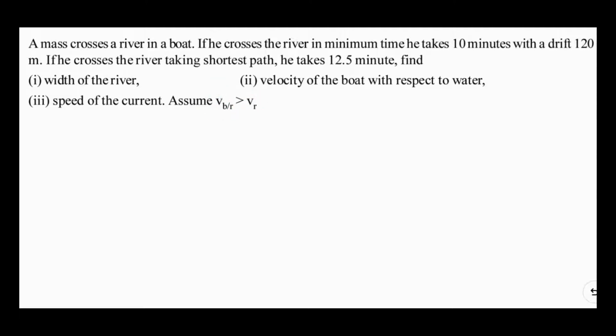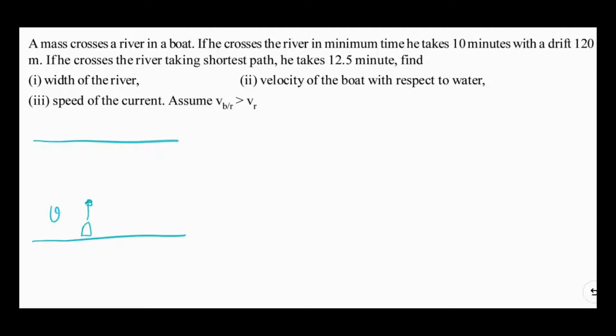So in standard conditions, this question is asked to us, and we are supplied with the two situations. If he crosses the river in minimum time, we need to know what is the condition of crossing the river in minimum time. To cross the river in minimum time, one should aim for the directly opposite bank of the river. If a boat is aiming at the directly opposite bank, then it's going to cross the river in minimum time because its velocity in this y direction is going to be maximum.